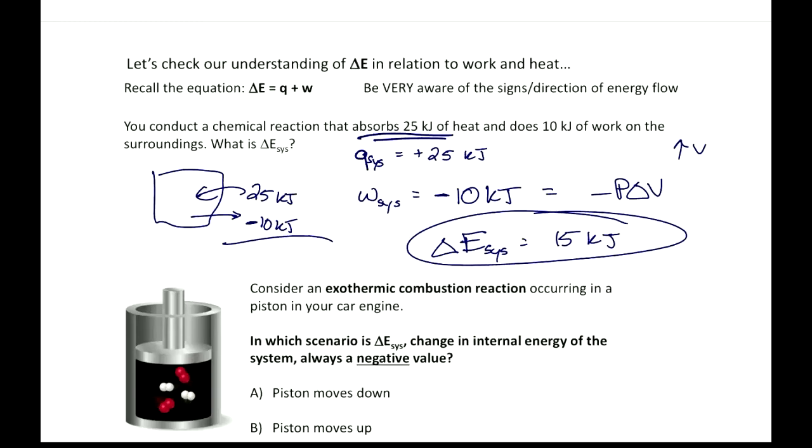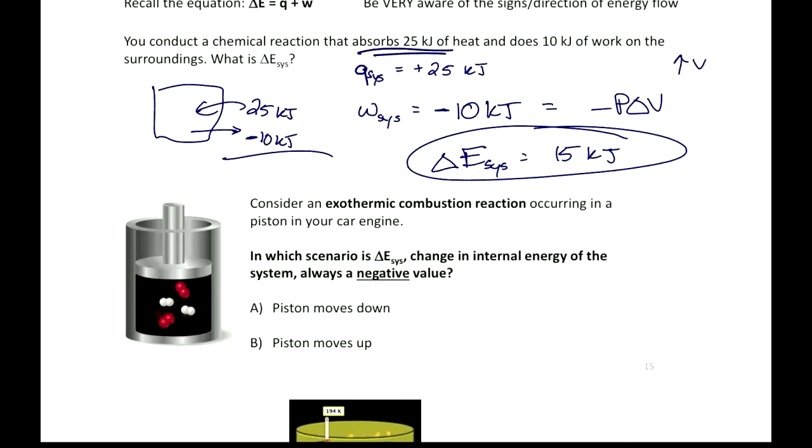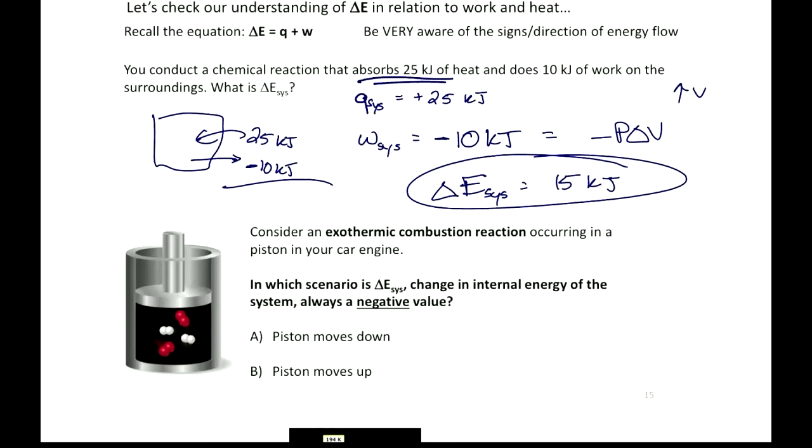So let's do one more scenario here. Let's consider this exothermic combustion reaction occurring in the piston of your car. In which scenario is delta E, the change in energy of your system, always negative: when the piston goes up or when the piston goes down? Okay, so we're actually using the exact same equation, delta E equals Q plus W. So this question is asking, in what scenario is delta E negative? When the piston goes up or down.